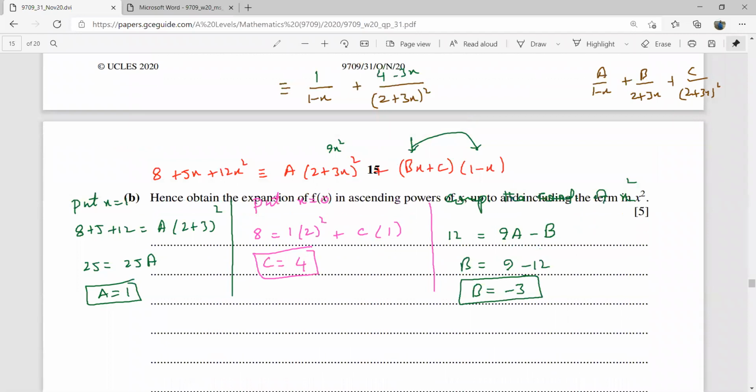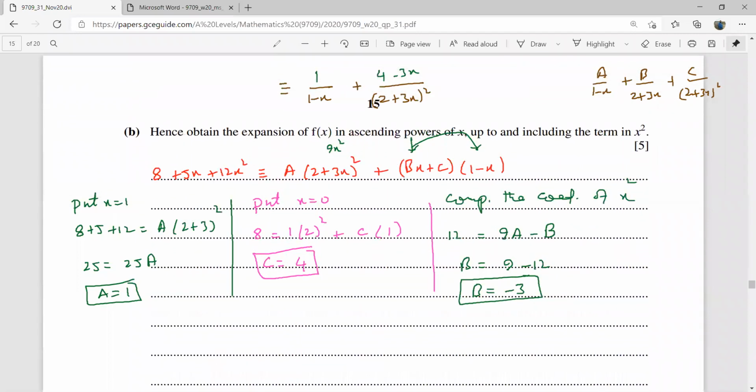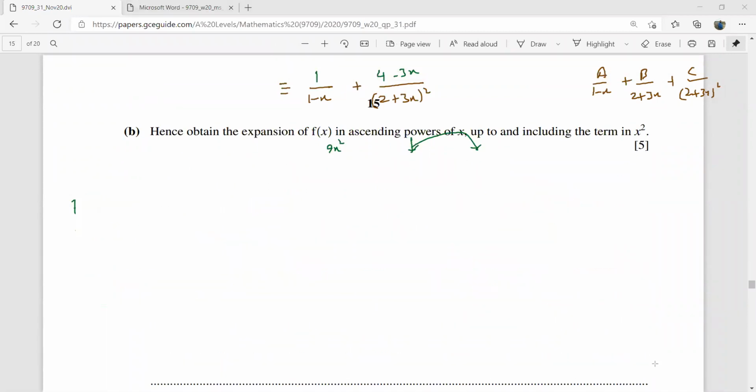Here we are up to x squared. Let me cover this working.